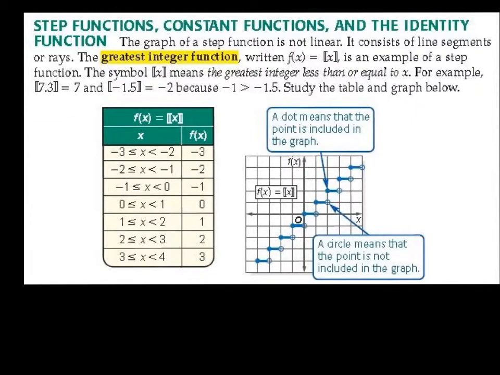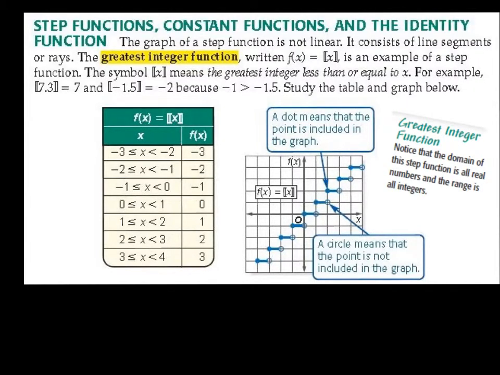Okay, so spend some time looking at the table and the graph below, and I will also put a GeoGebra file that shows the greatest integer function that you can play with in your Google Classroom. So the big idea on the basic greatest integer function is we're going to always have closed circle, open circle. The dot means that the point is included, the open circle means that it is not. Notice that the domain of this step function is all real numbers, and the range is all integers.